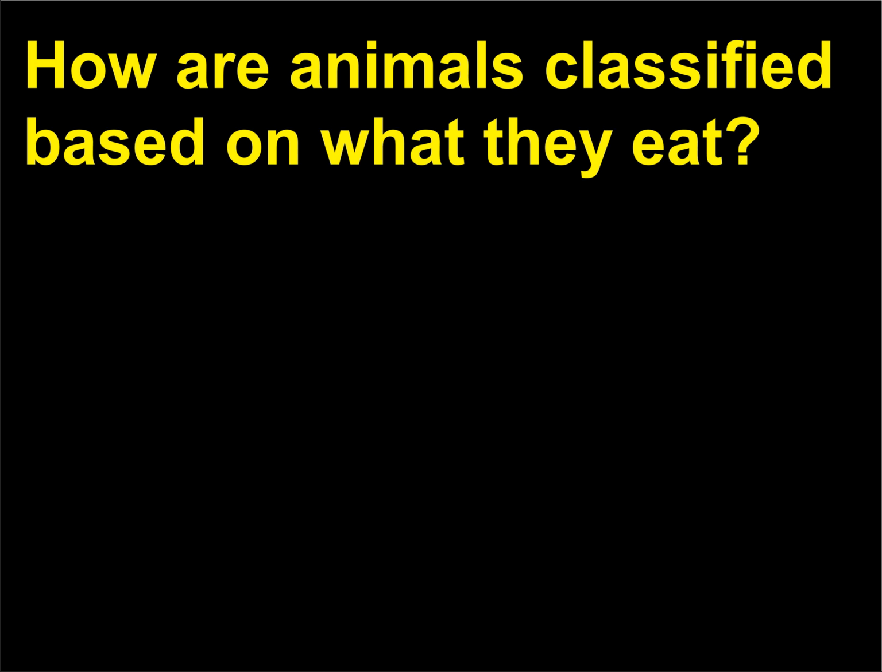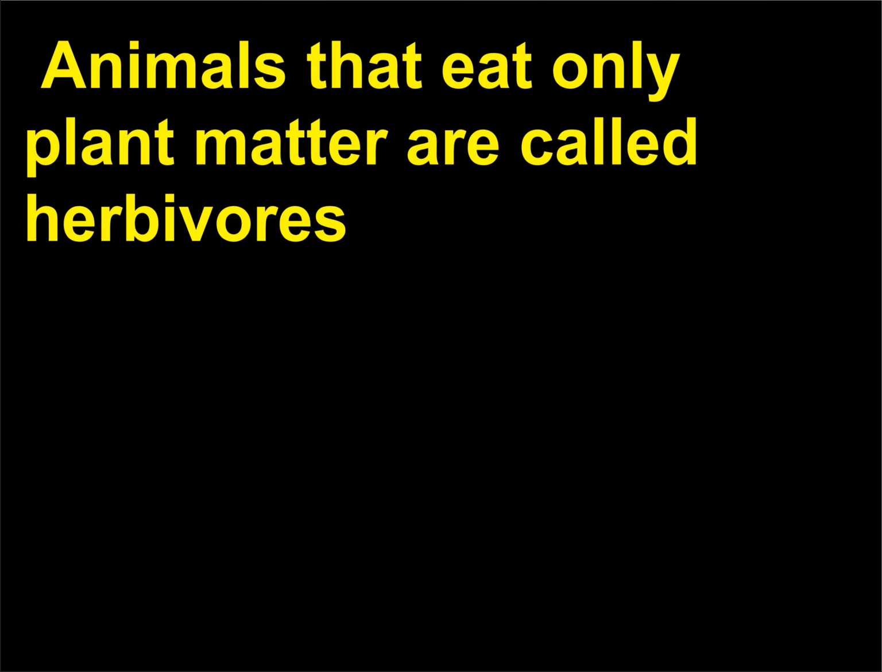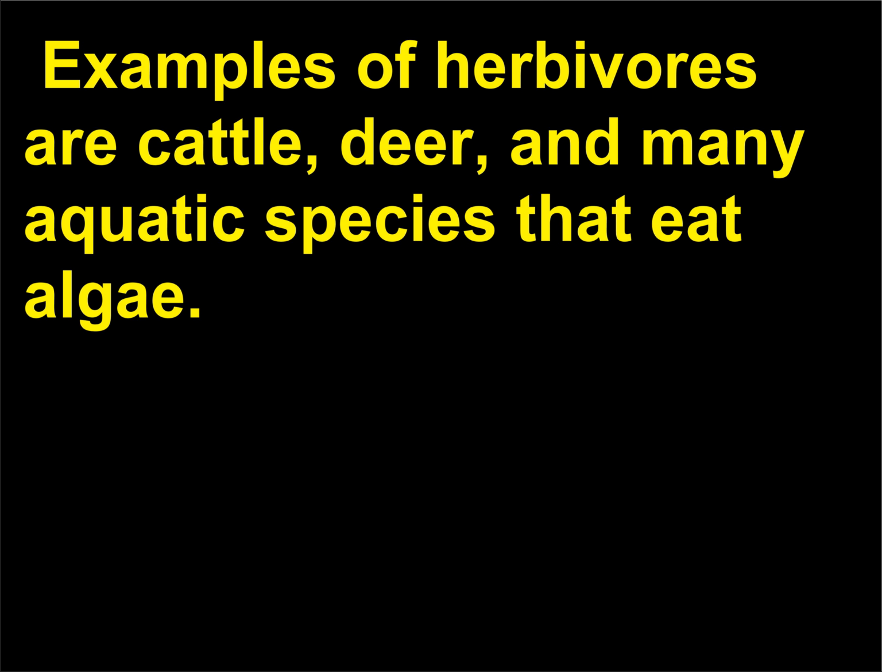How are animals classified based on what they eat? Animals are classified based on whether they eat plants, other animals, or a combination of both. Animals that eat only plant matter are called herbivores, from the Latin herba, meaning green crop, and vorus, meaning devouring. Examples of herbivores are cattle, deer, and many aquatic species that eat algae.